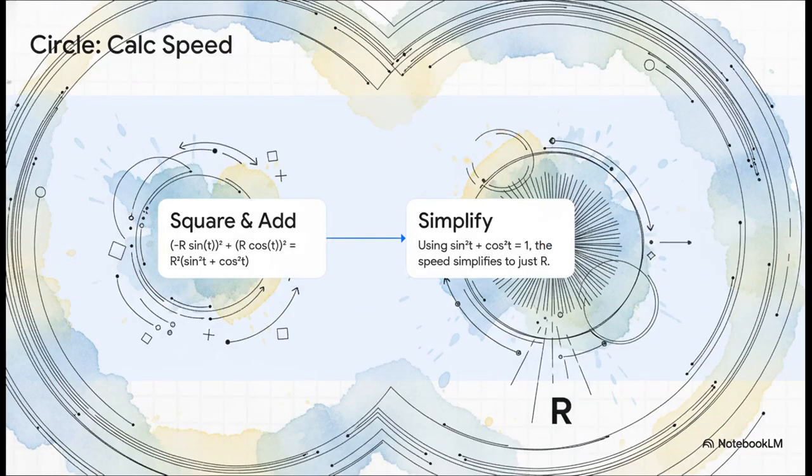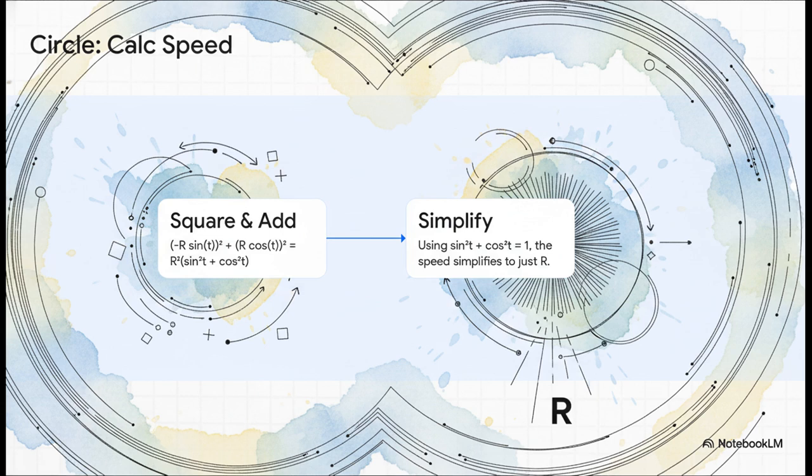All right, now we plug those derivatives into our speed formula. We square both terms, add them up, and look what happens. We can immediately factor out an r squared. And that leaves us with sine squared t plus cosine squared t, which is everybody's favorite trig identity. That's just 1. So the whole thing simplifies to the square root of r squared, which is just r.